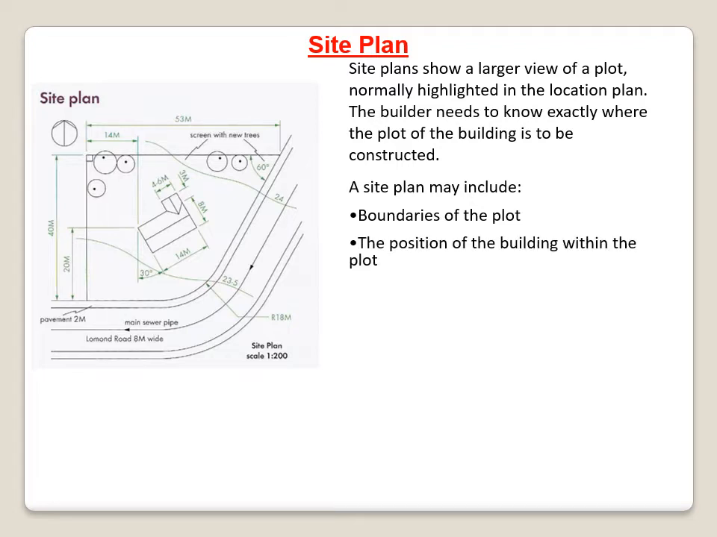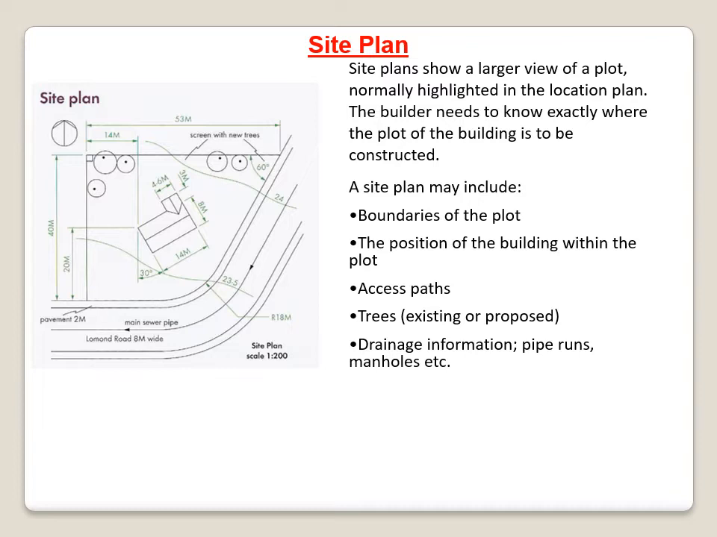You have the position of the building within the plot. Normally there'll be dimensions with that to show where you're going to actually start building. You'll have maybe access paths. In this case there aren't any access paths to that house. You'll maybe have trees, existing or proposed. So in here the circles with the black dots in them are existing trees. If it didn't have a little dot in it and a little plus sign in it, that would be proposed trees. We maybe have drainage information, pipe runs, manholes, etc.